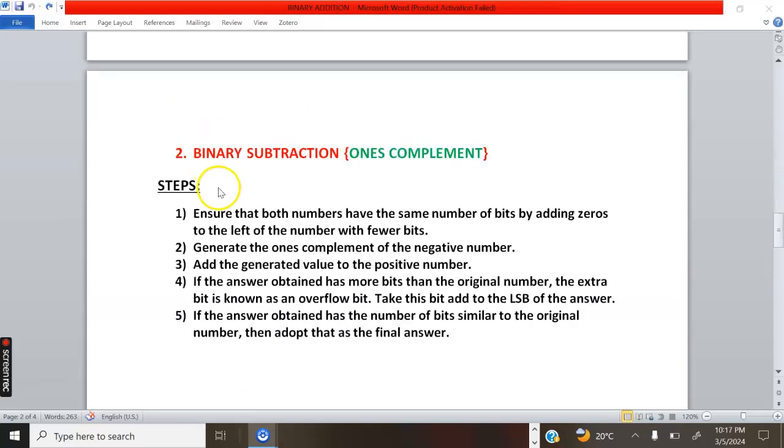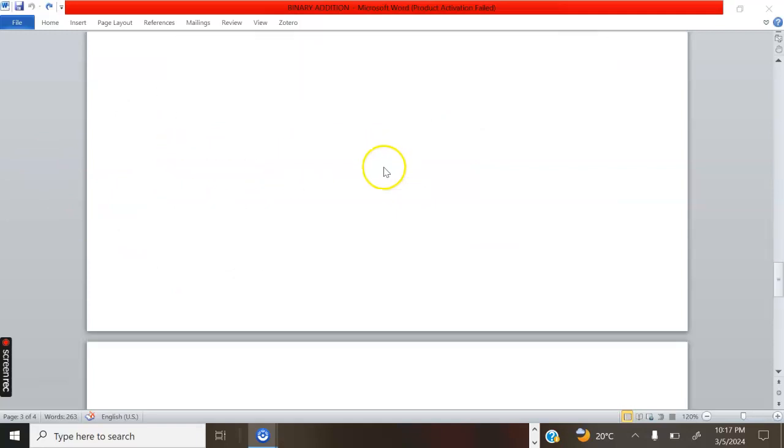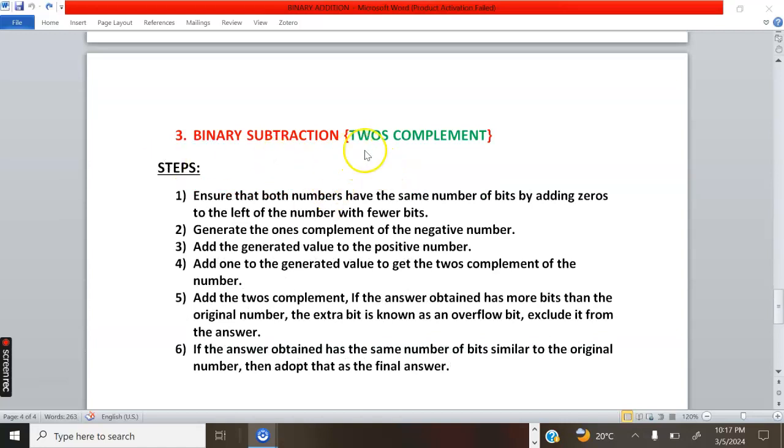In the previous video, we looked at binary subtraction using the one's complement. But for this one, we are going to use the two's complement method. Step number one, ensure that both numbers have the same number of bits by adding zeros to the left of the number with fewer bits. If the first number has 4 bits, the other number is also supposed to have 4 bits. If a number has fewer bits, you add zeros to the left-hand side.